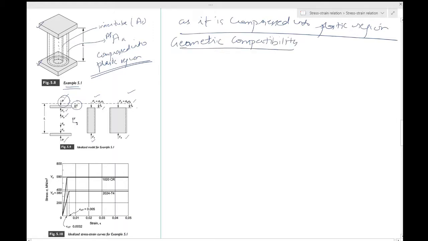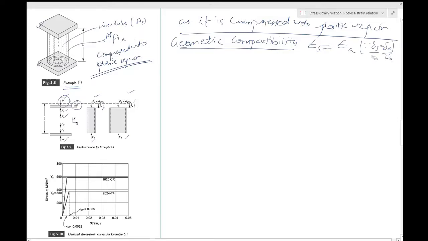We write that the strain in the steel tube is the same as the strain in the aluminum tube. How can we write that? Well, the original length is the same for both tubes, and since both of them are deforming by delta_S and delta_A, those values have to be the same. That's why delta_S is equal to delta_A. If you divide by the length of the steel and the length of the aluminum, they are the same.